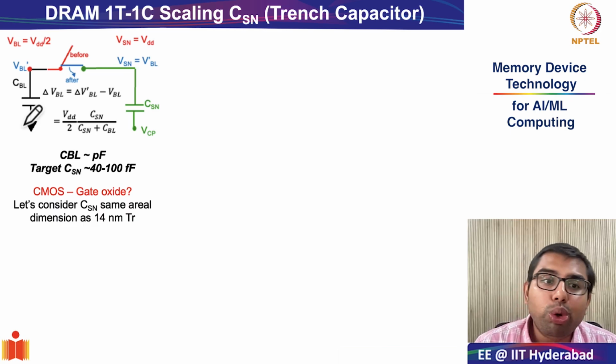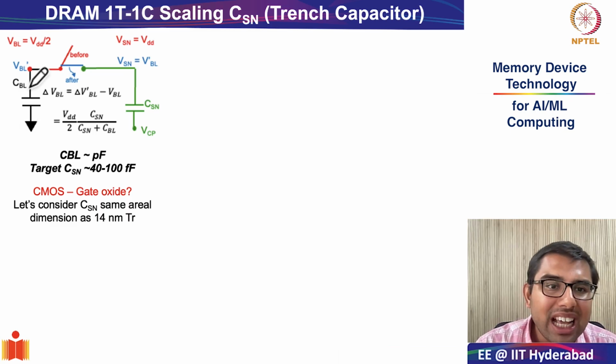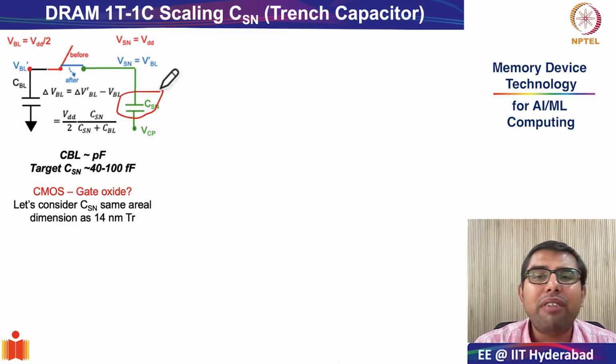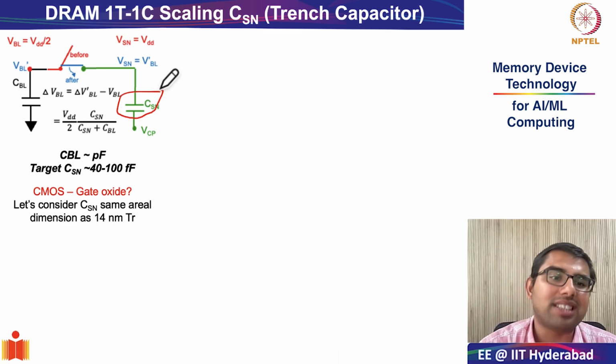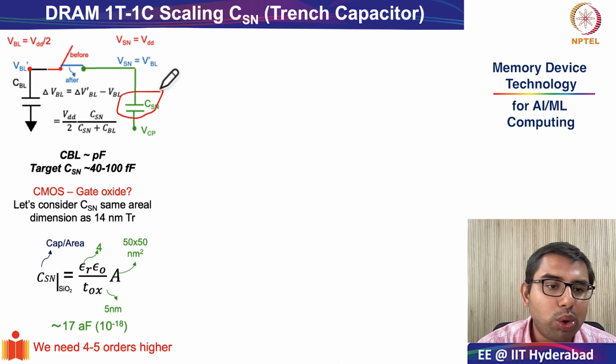So why can't you use the CMOS gate capacitance itself for making this storage node capacitor, and why do you need to go to really complicated designs? And the answer lies in doing some very basic math. So let us do the math.